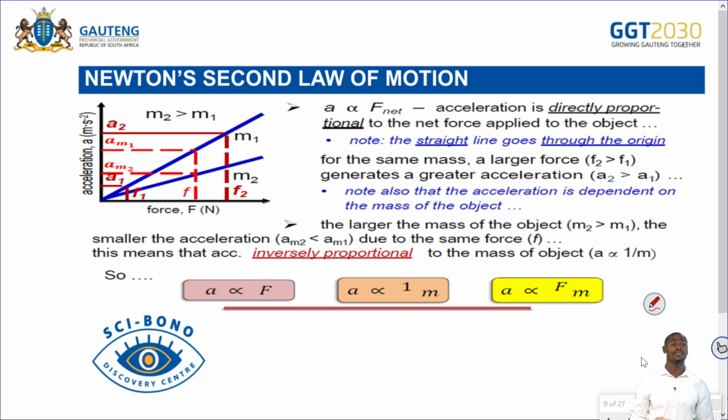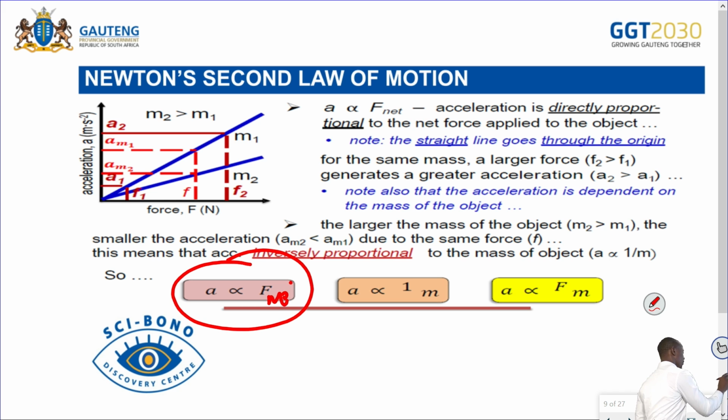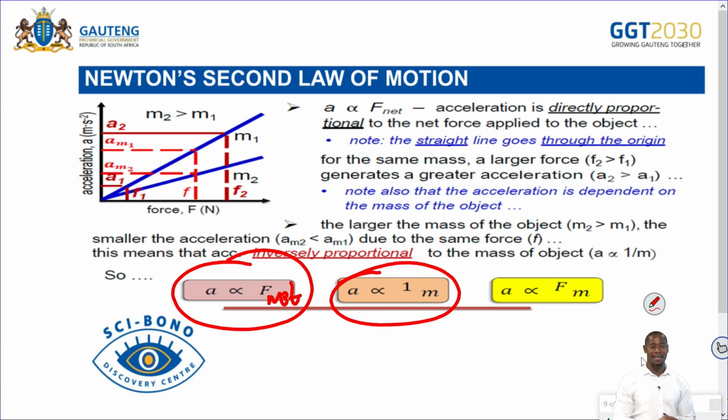So then again, we can look more closely at the relationship between the net force and acceleration, and the acceleration and the mass, right? So according to Newton's second law, acceleration is directly proportional to the force, or the net force, right? And acceleration is inversely proportional to what? To the mass. All right. So that is the relationship between acceleration and the net force, and acceleration and the mass.